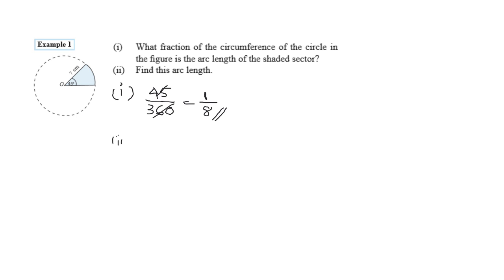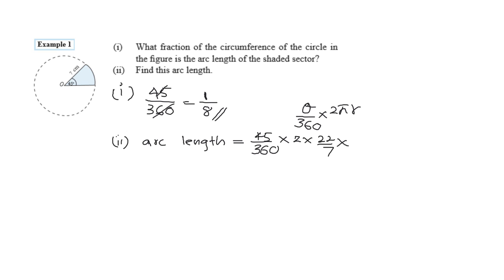Then second, read the question carefully. Find this arc length. So how do you find the arc length? We have to use the formula. What is the formula? Theta over 360 into 2 pi r. Okay, now arc length is equal to, what is theta here? That is 45 over 360, or if you want you can use 1 over 8. I write here 45 over 360, then 2 pi is 22 over 7 into what is r there? 7. This 7 and 7 cancel. Then this is 1 over 8.